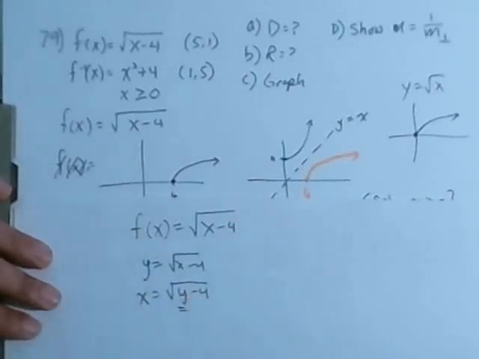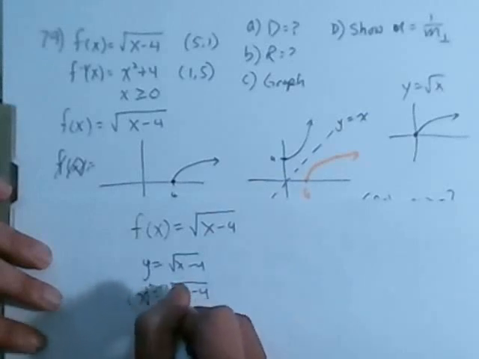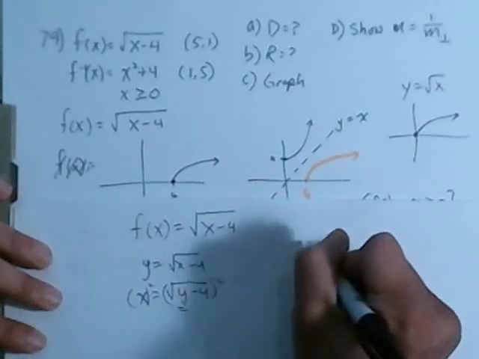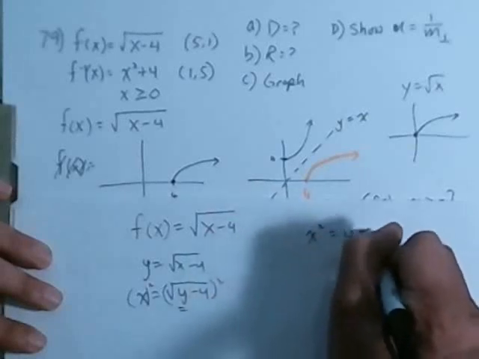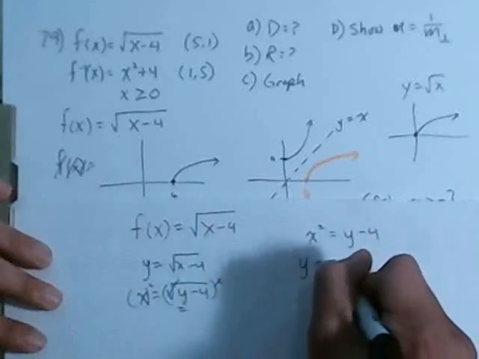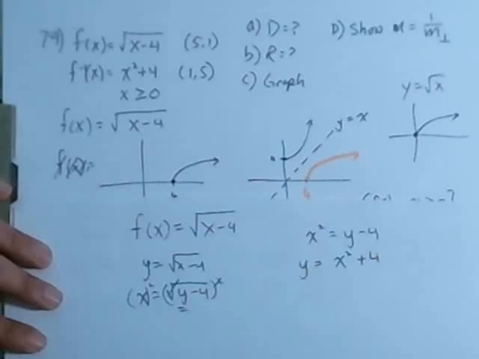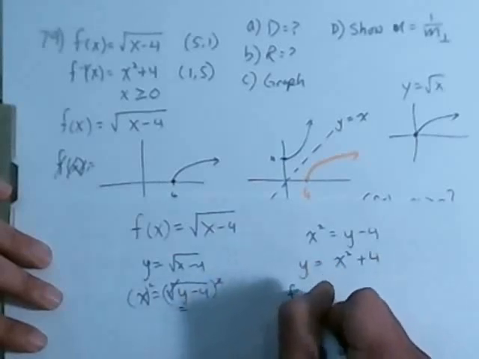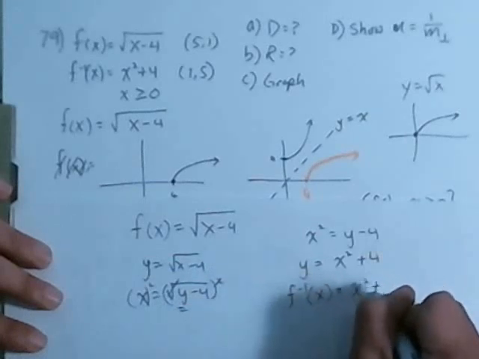Step 3, we're going to try to solve for the new y right there. So you have to square both sides. That becomes x squared is equal to y minus 4, because the square and the square root cancel. So y is equal to x squared plus 4, moving the 4 to the right side. That's your new function. We call it f inverse of x. It's x squared plus 4.